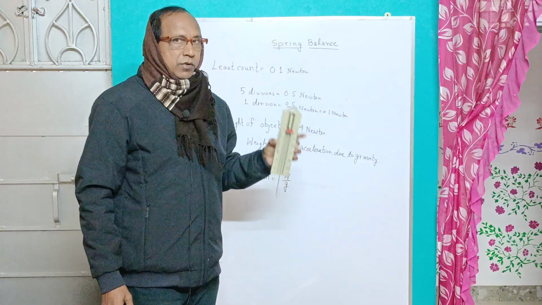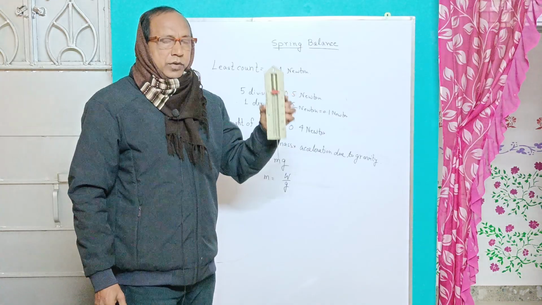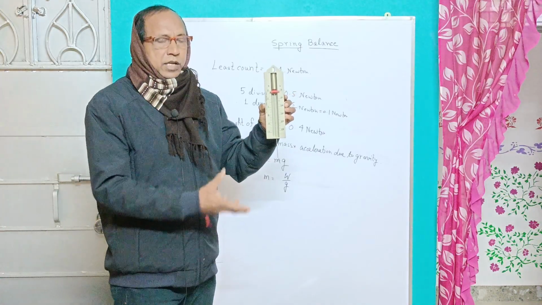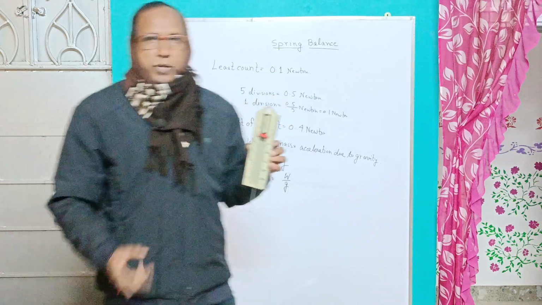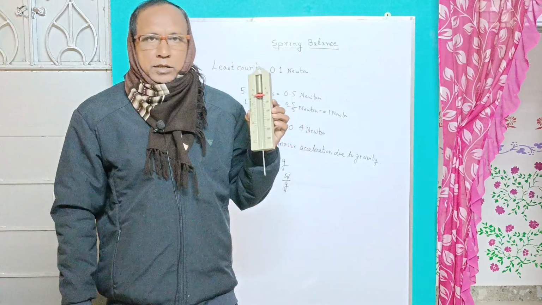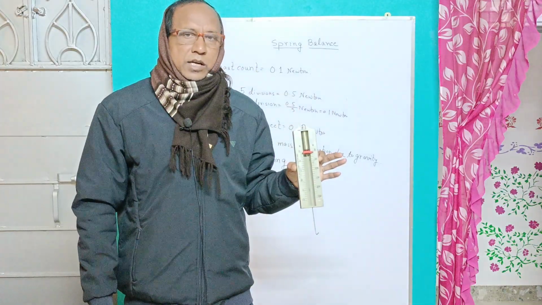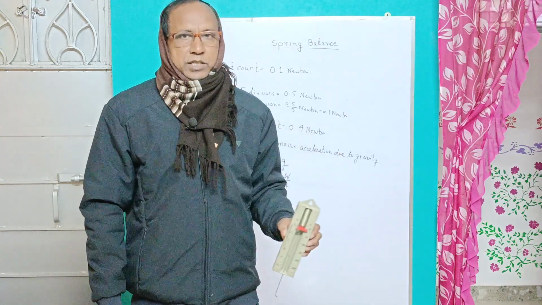Now what is weight? Weight is the force of our earth with which it attracts all objects towards its center. That is the force, and that is the weight. And weight is a vector quantity because it has a magnitude and direction also. And mass is a scalar quantity because mass has only magnitude but no direction.